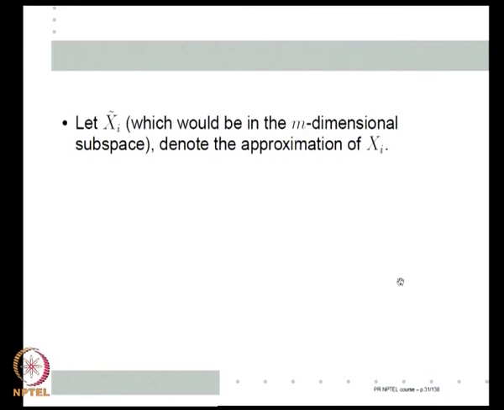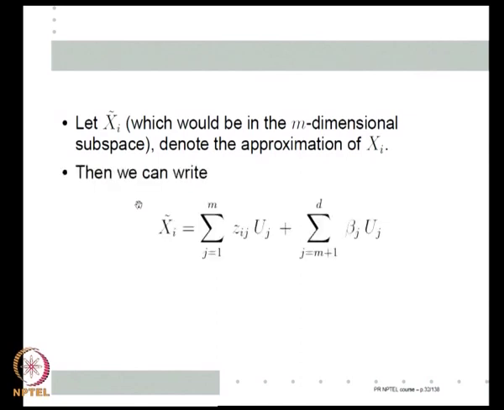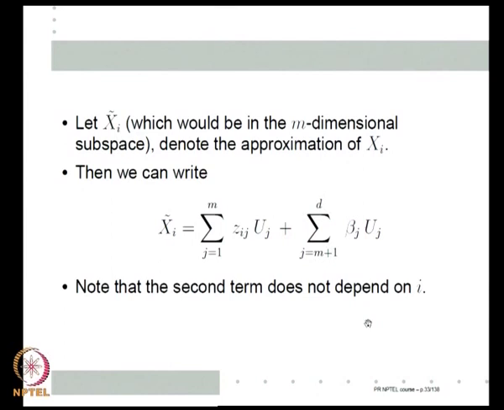Now, let us say xi tilde is the approximation of xi in the m dimensional subspace. Because in the m dimensional subspace, which is spanned by u1 to um, xi tilde can be written as the sum of zij uj, j equal to 1 to m. So, zij are the coefficients in the uj coordinate system for representing xi tilde. In addition, we will have a constant. We will put a second term which is a constant, so that if there is any mean to be taken care of, it is always better to take care of it with an extra constant to get a low mean square approximation.